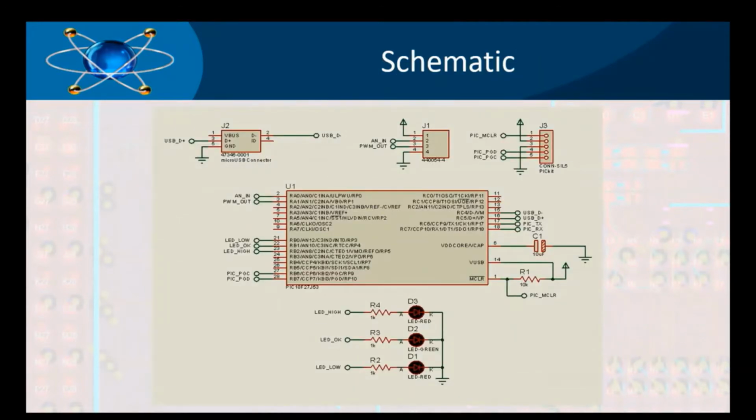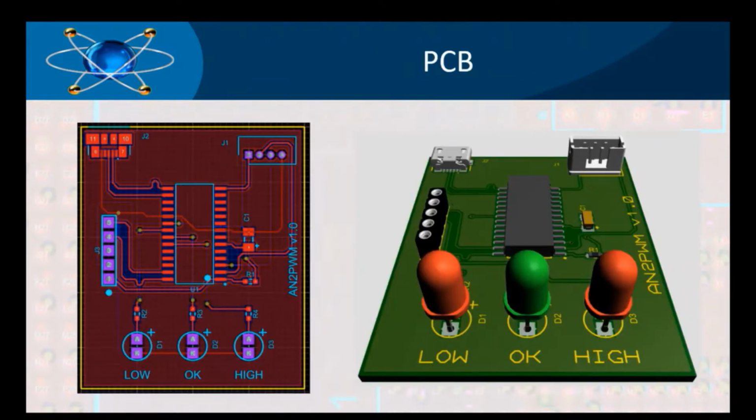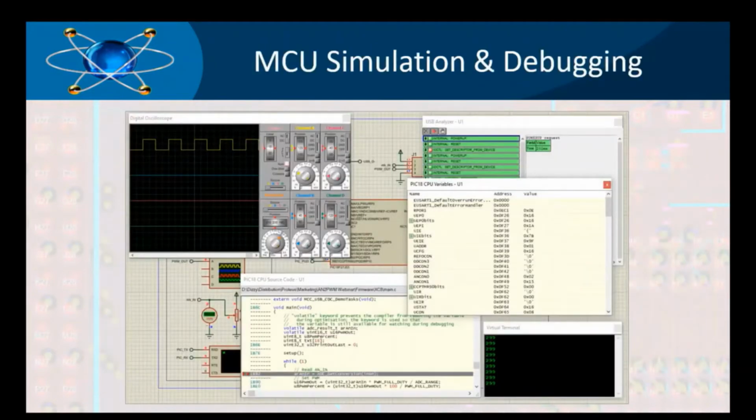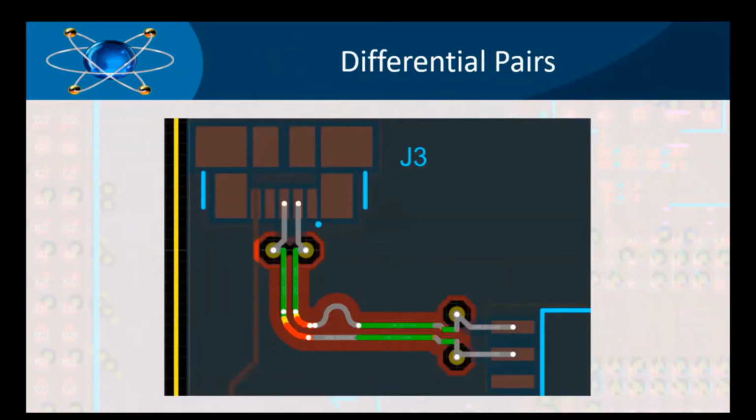This is a quick preview of the schematic that we're going to design. Not anything too big, and that's the PCB that we'll design again. Very small project. We just want to get through the features as quickly as possible. And that's a preview of the microcontroller simulation and code debugging that we're going to do. And finally, that's a quick preview of the differential-pair routing that we will eventually do.